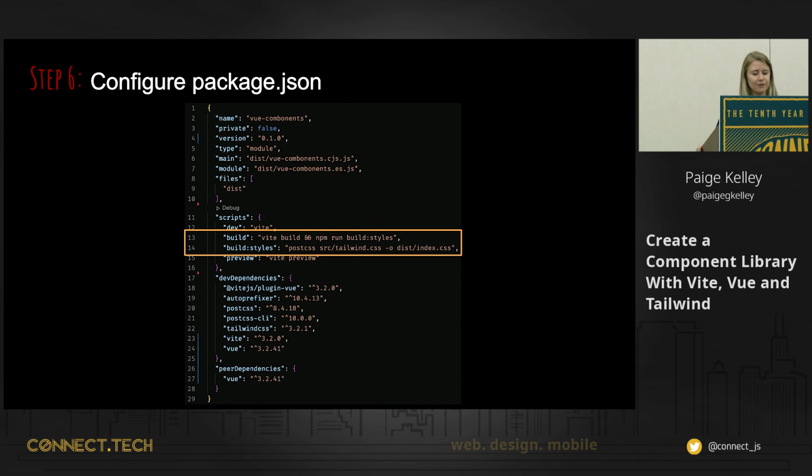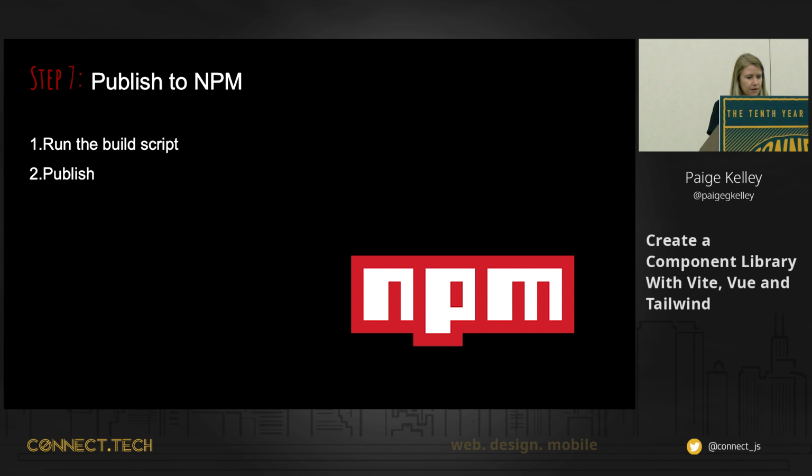So our build styles is using PostCSS. Remember earlier when we were installing Tailwind, we snuck in that Tailwind CLI. This is where we're actually going to use it. So we're going to use PostCSS to process in our Tailwind CSS and output it into our dist folder as index.css. This is going to allow our consuming application to access the index.css and get all of our styles from our component library. All right, so those are our scripts.